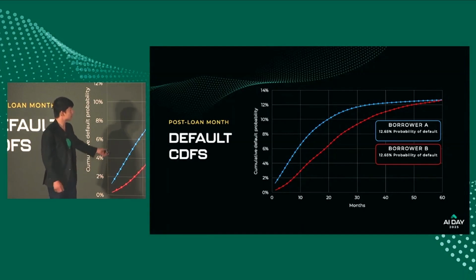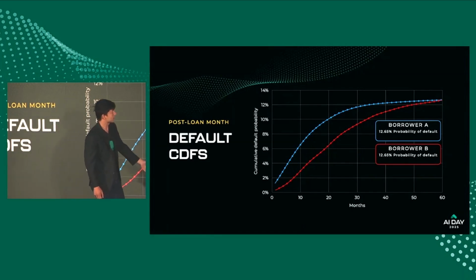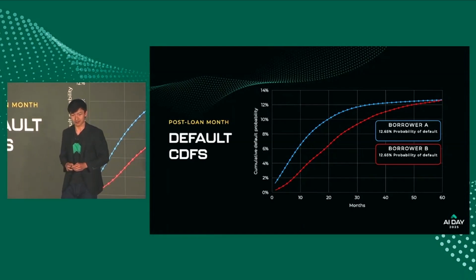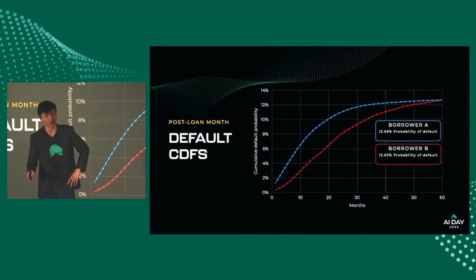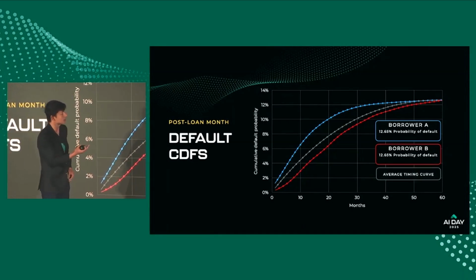Specifically, borrower A is a fair bit more likely to default in the first year of the loan's life. Borrower B becomes a fair bit more likely to default in the second half of the loan's life. And this matters a lot, not surprisingly. Now, if you use a traditional approach and you assume a fixed curve, then you're stuck taking something in between, and that's what would happen.